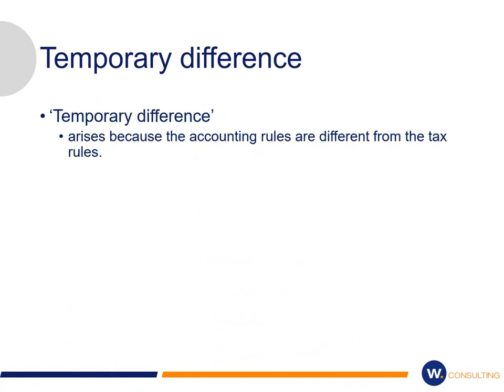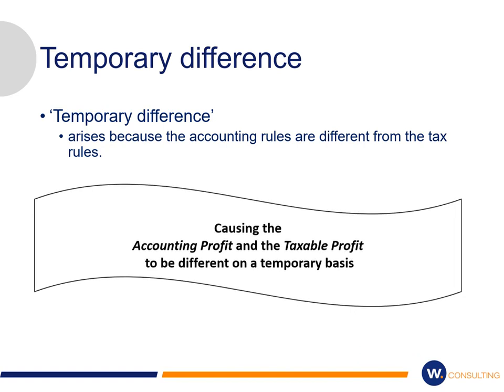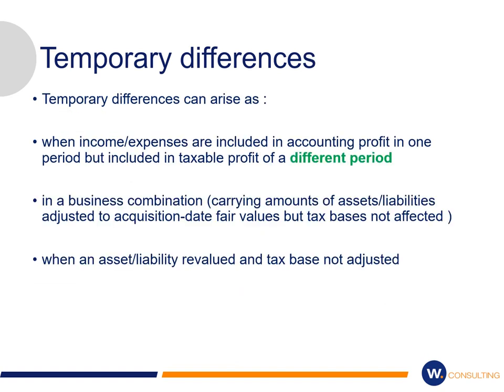Temporary difference arises because the accounting rules are different from the tax rules. We've already explored that from a current tax perspective, current tax is based on the Income Tax Act, whereas accounting rules such as deferred income for government grants, fair value adjustments for investment properties, and so on are based on the relevant accounting standard if we are applying IFRS. So this causes accounting profit and taxable profit to be different, but only on a temporary basis, and that's where a temporary difference arises.